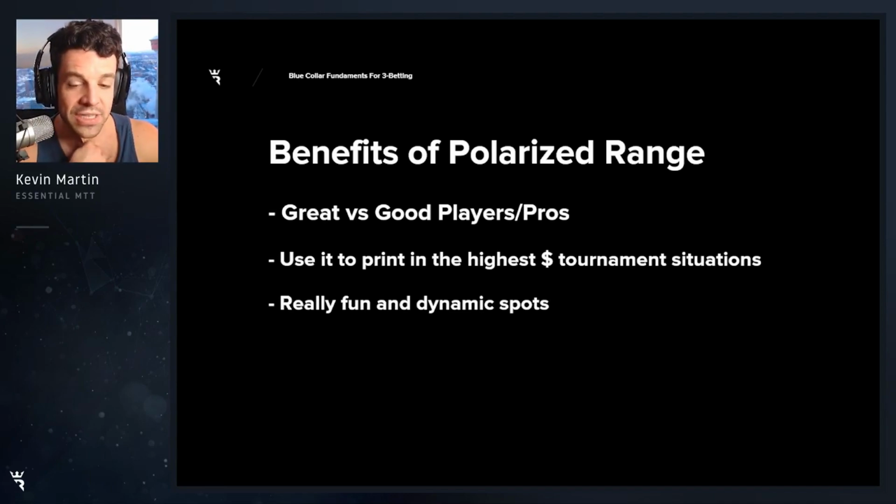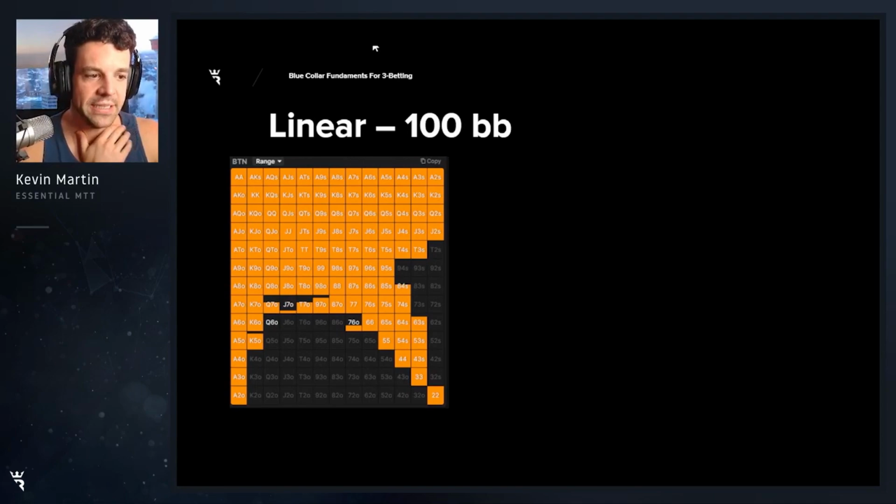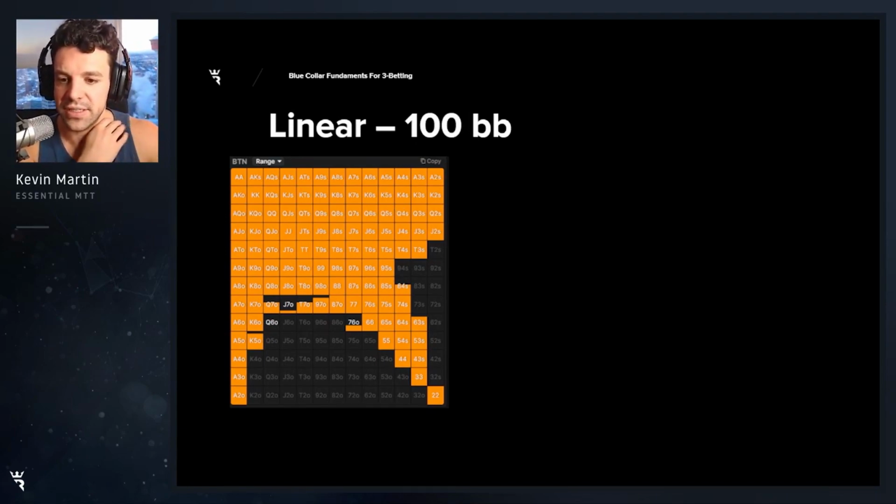Okay, so that's a basic demonstration. Now let's get into more examples of what these ranges look like, and then we'll get into all sorts of practice. So let's go back to linear for a second. This is an example of a button opening range at 100 big blinds. Pretty standard stuff, a lot of suited stuff. They're opening a lot of hands. So let's say we're in the small blind and we want to 3-bet.